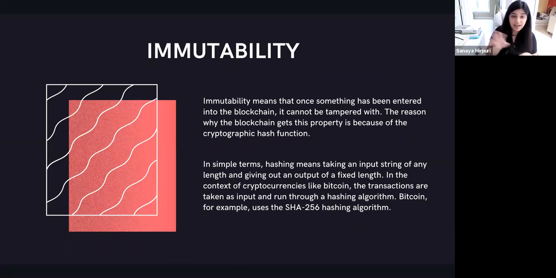So in simple terms, hashing means taking an input string of any length and giving out an output of a fixed length. Now, in contexts you may be familiar with, like cryptocurrencies such as Bitcoin, transactions are taken as an input and run through a hashing algorithm. Bitcoin actually uses an algorithm called SHA-256.